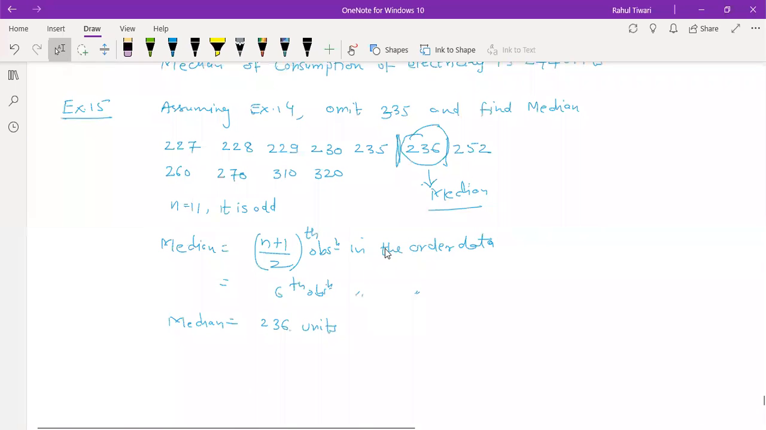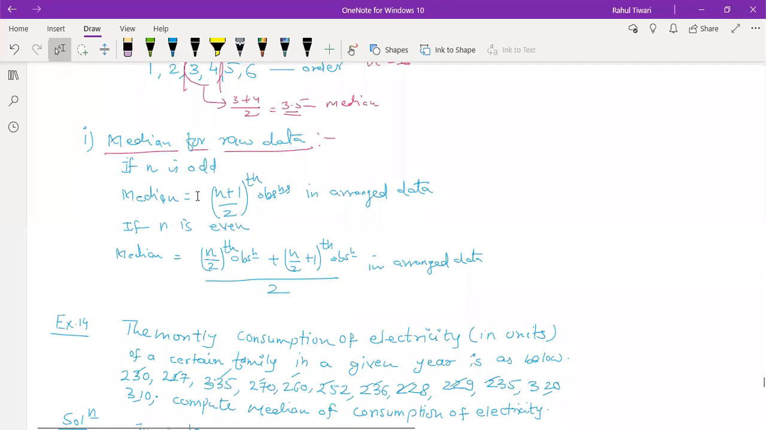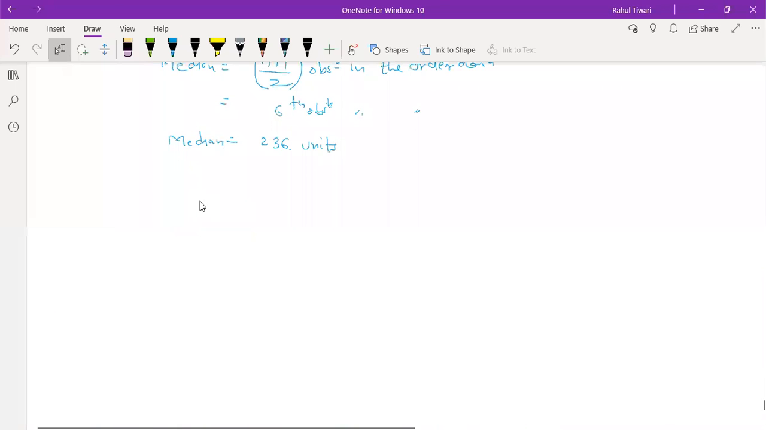Now let's write down. So this is case 1, where we have the median for raw data. Now we'll consider median for grouped data. Second case: median for ungrouped frequency distribution. Take down this data.